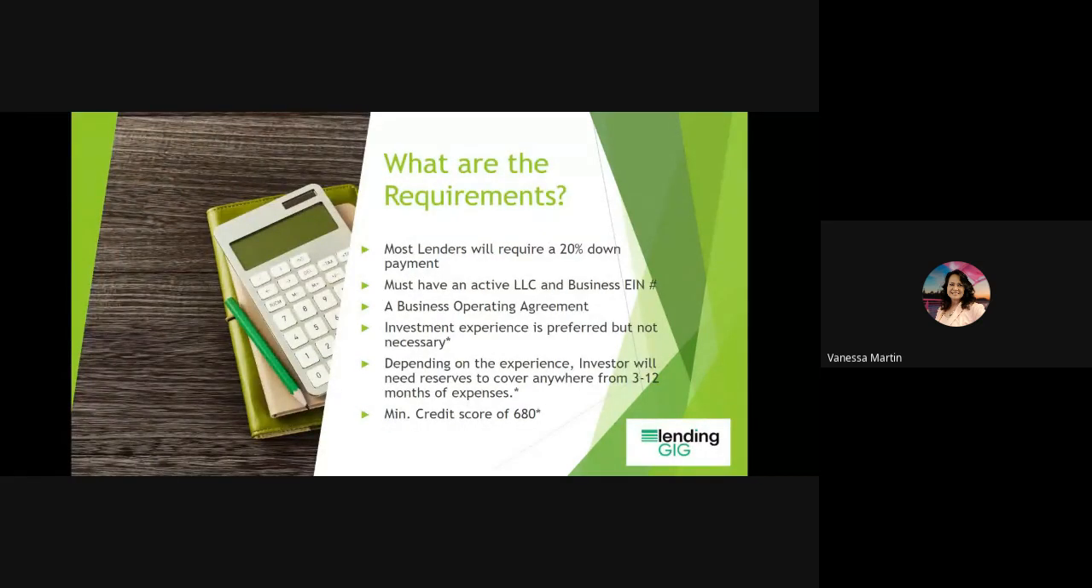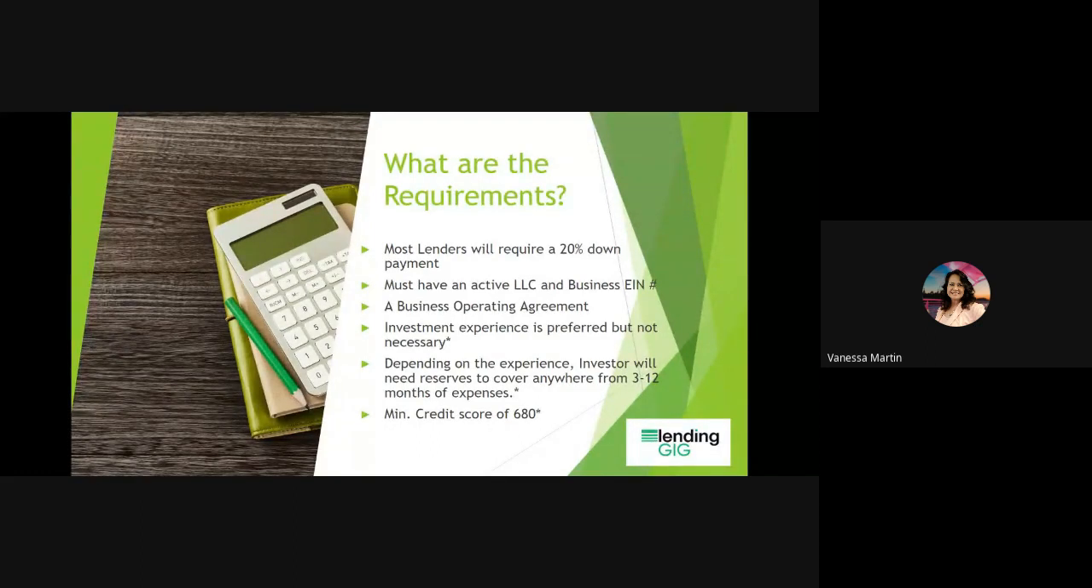Okay, so let's look at the requirements for the DSCR loan and what they look at. Again, most of the lenders will require 20% down payment. You must have an LLC and a business EIN number. You must have a business operating agreement. So whether you're a sole proprietor or you have business partners, whoever's going to be on the loan needs to be in that. Whoever's in the LLC, that's who's going to be on the loan.